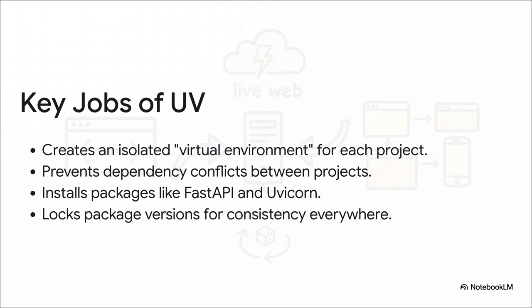So, why is this such a big deal? Well, UV creates an isolated virtual environment, which is like giving every recipe its own separate kitchen. This is huge because it stops ingredients from one project from messing with another and causing chaos. It installs what we need, and then it locks the specific versions of those tools so our recipe works exactly the same way, every time, no matter who's cooking it or where.